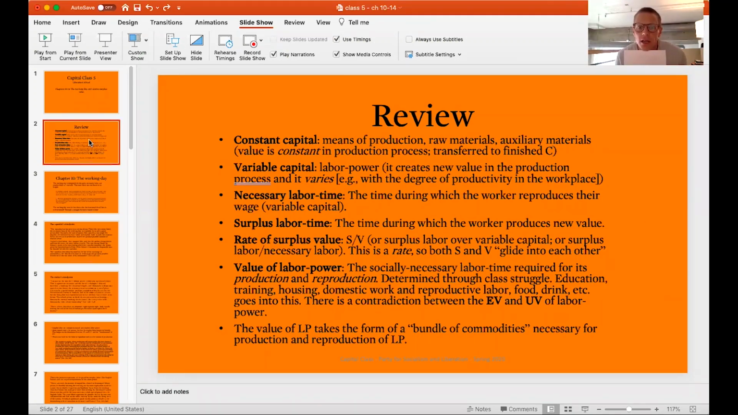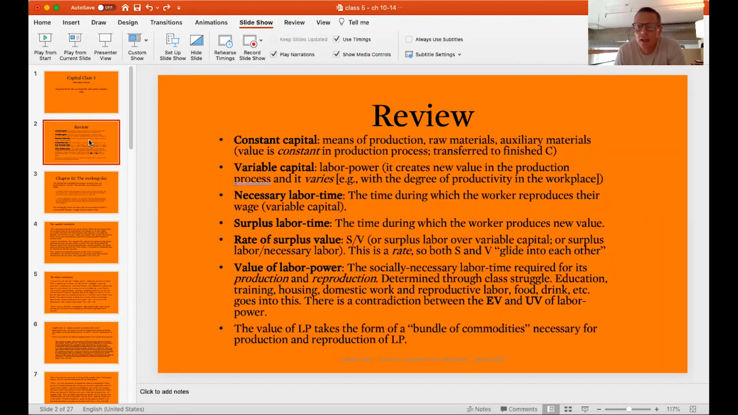So the first is that capital in this book is divided between constant and variable capital, and constant capital is the means of production: machinery, tools, the raw materials, the auxiliary materials like energy inputs. And it's constant because the value in constant capital is the result of previous socially necessary labor time required for its production. And in the production process, when it's deployed, its value is just transferred to the new commodity or service, whatever it may be. Variable capital is labor power, right?